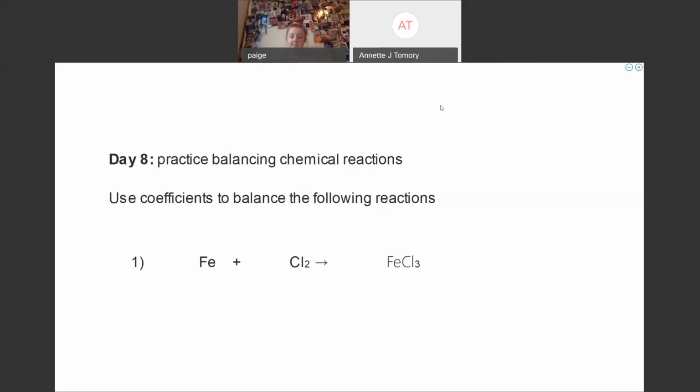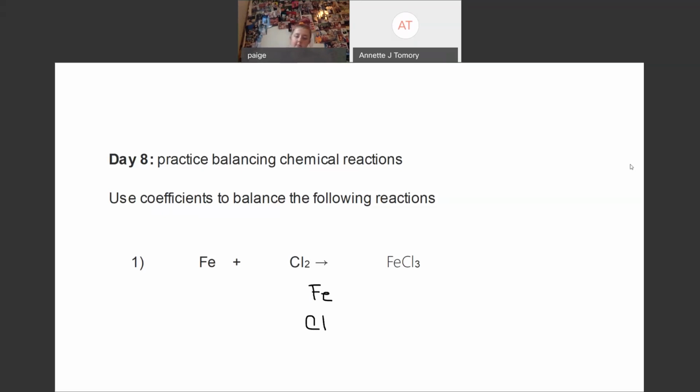All right, so we're balancing equations now. First we want to look at what elements we have. So what elements do we have here? Give me a second. I always remember what they look like, I never remember the name. We have iron, and we have chlorine.